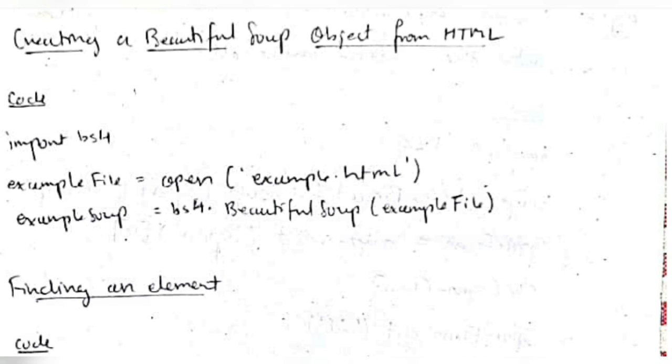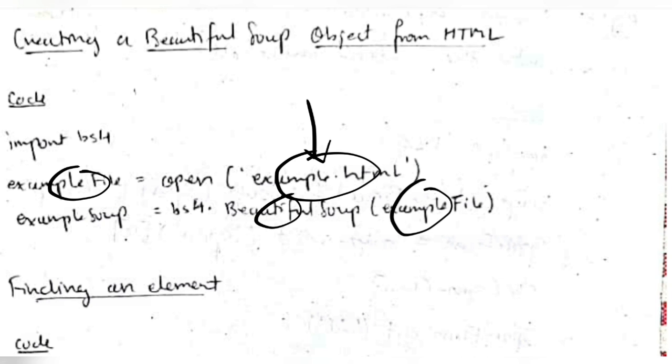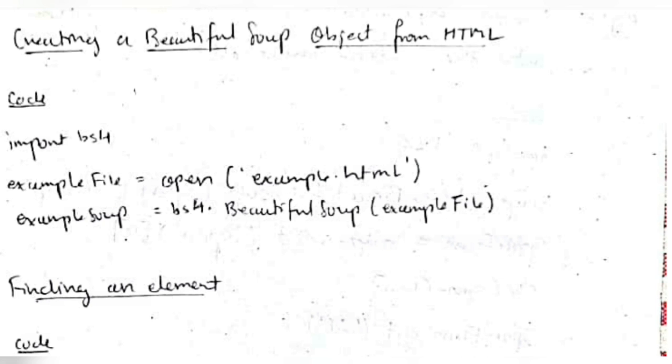Next, this object will be passed to Beautiful Soup, so that a soup object will be created. So we'll be easily able to parse the HTML page. Okay, so three things have happened here. First, the normal HTML page is here. Secondly, you will make an object of that HTML page, then you will make a Beautiful Soup object of that HTML object. Okay, that's how you create a Beautiful Soup object from HTML.